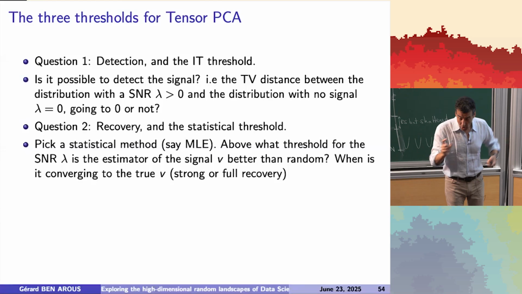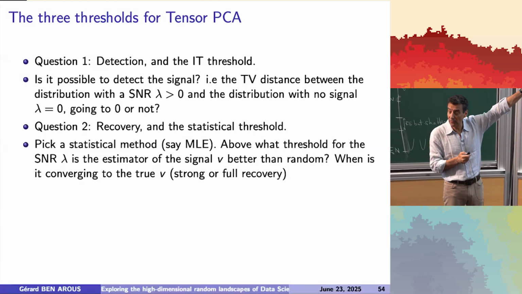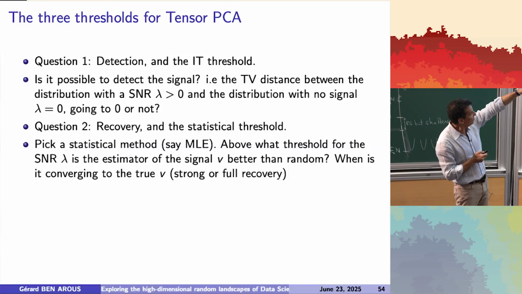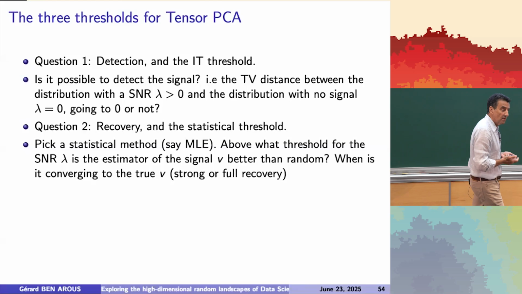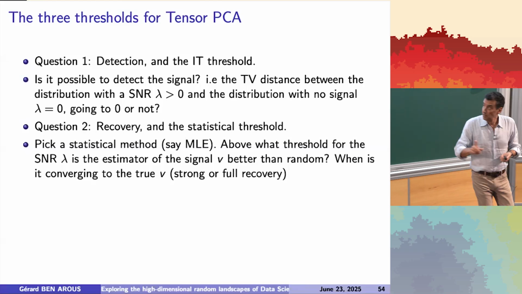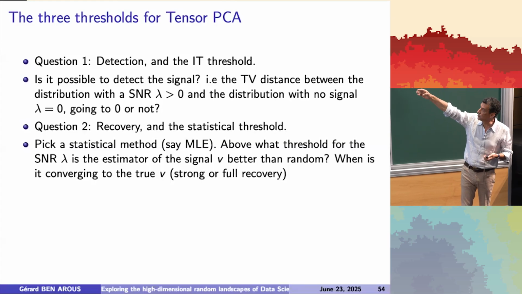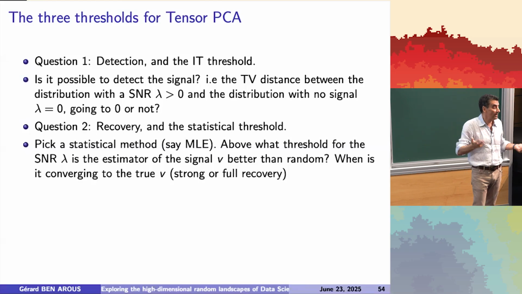In step 2, you've chosen a statistical procedure. So let's say maximum likelihood, for statistical procedures for babies. Above what threshold for the signal-to-noise ratio is the estimator of the signal better than random? That's the statistical question. And when is it converging to the true signal? That's called strong recovery. The other is weak recovery, when you can do better than random.